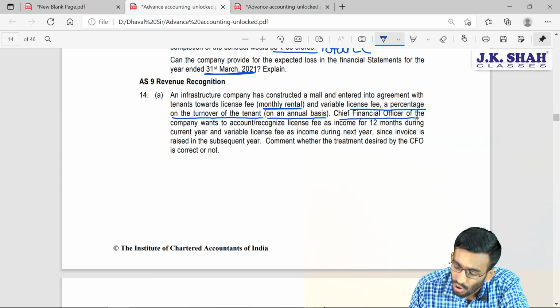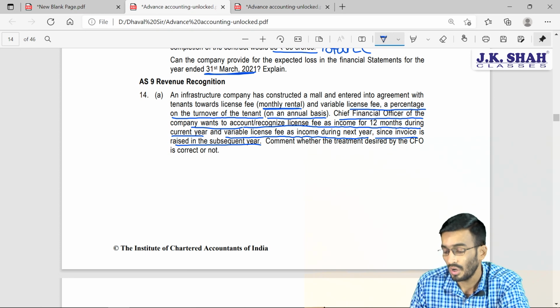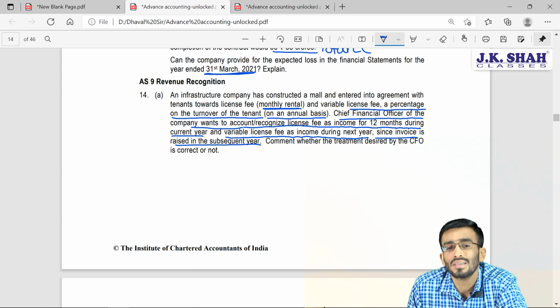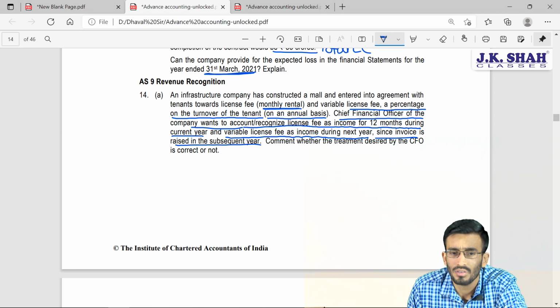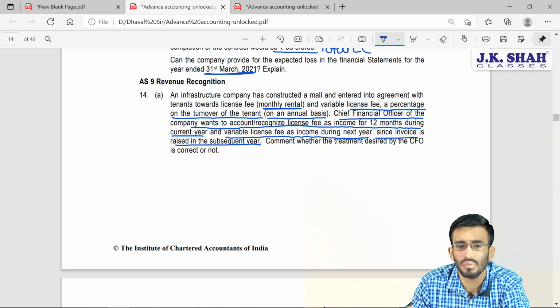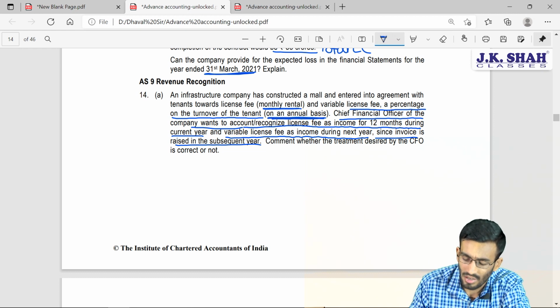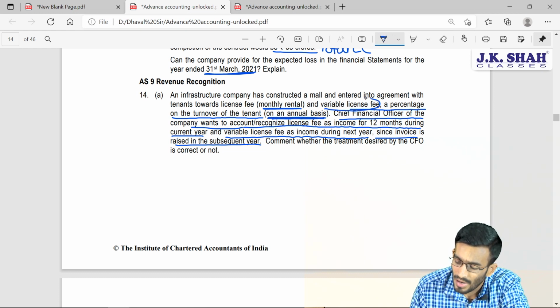Chief financial officer of the company wants to account, or I can say recognize, license fees as income for 12 months during the current year and variable license fees as income during next year, since the invoice is raised in the subsequent year. So the company is charging monthly rental from the tenant, so they are saying we will recognize this monthly rental on a monthly basis only, or I can say in the year in which it is accrued. But they are talking about this annual rental, or I can say the variable license fees.